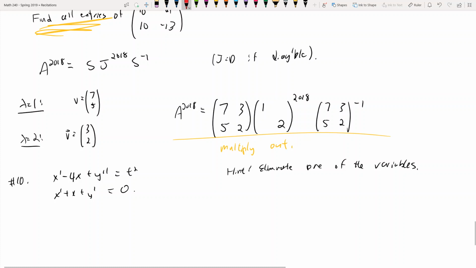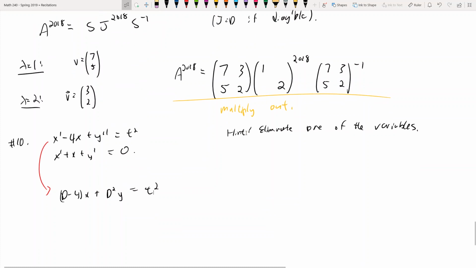And that's because of the following. The first row is D minus 4 applied to x plus D squared applied to y is equal to t squared. And then the second row is D plus 1 applied to x plus D applied to y. So what we can do is just apply D to the bottom, and then subtract the two terms.